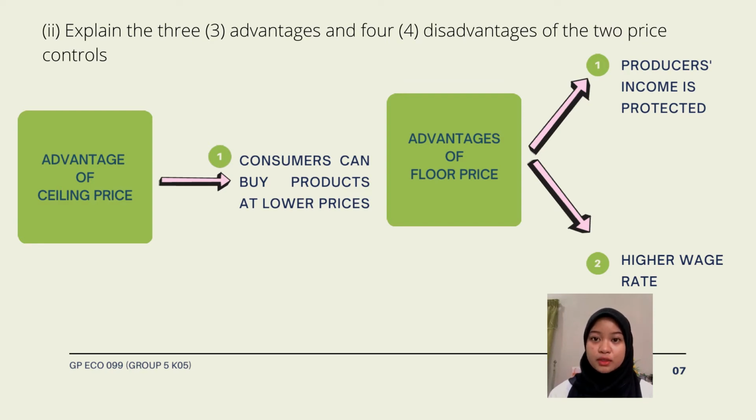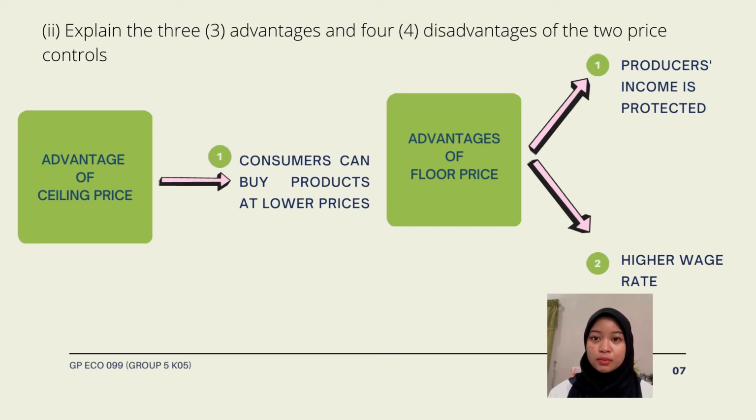The first advantage of the floor price is that producers' income is protected. The government will purchase any surpluses of goods and services, besides storing any surpluses of goods for future use. By assuming demand for the good is relatively price inelastic, a higher price should result in higher income for producers.